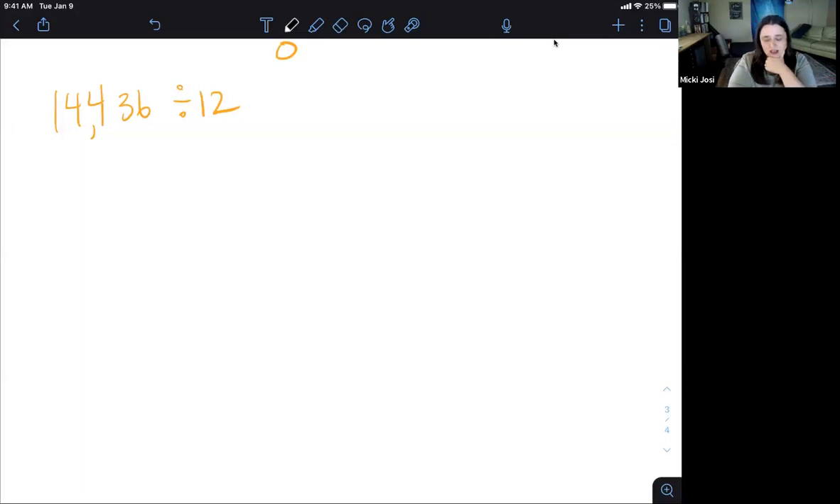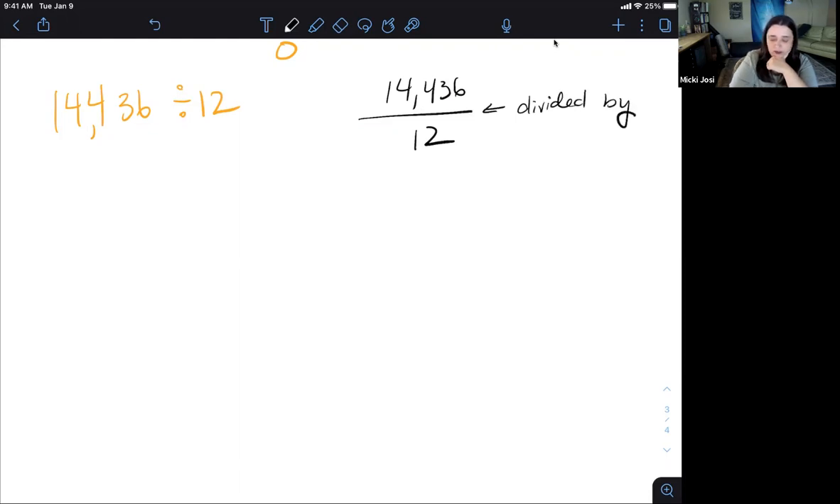Okay, so we're going to divide here by 12. For setting up long division, remember that this is the same as 14,436 divided by 12. That fraction bar also means divide. And then we're going to set up long division, so we have 12 into 14,436.